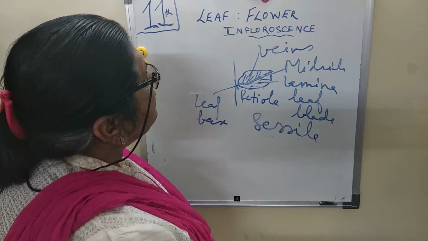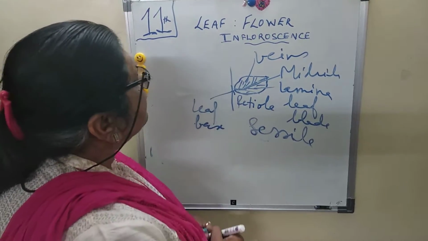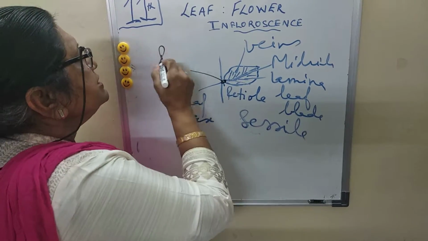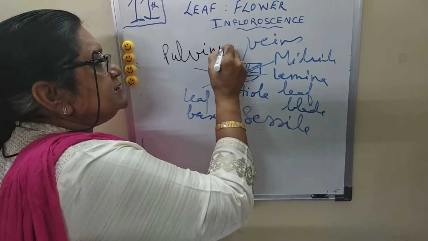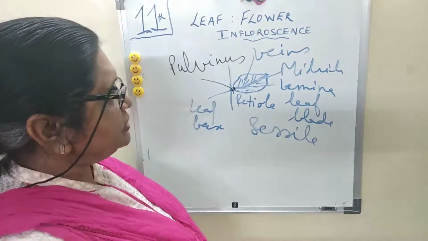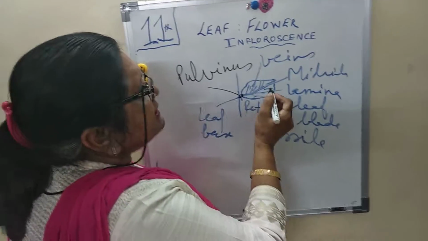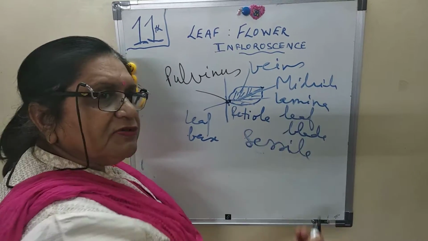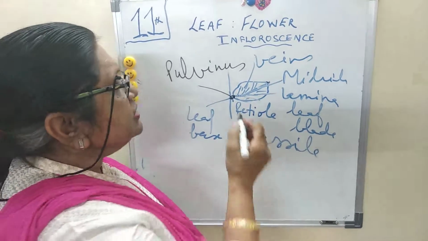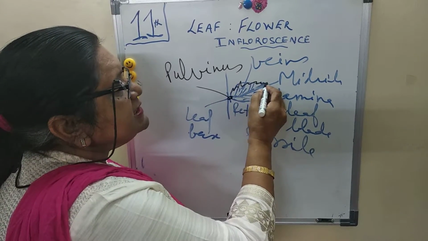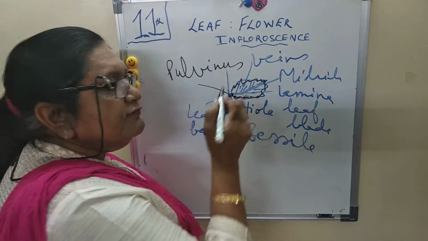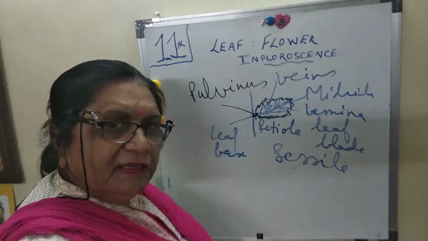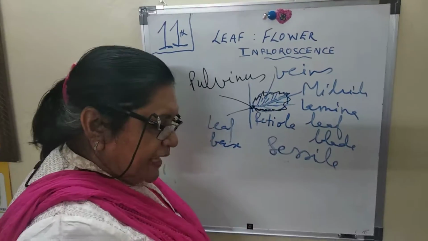Sometimes the leaf base is swollen. Then the condition is called pulvinous. Then the leaf lamina has an apex. The apex is of various shapes, pointed, round, and other structures. The margin of the leaf also varies. Sometimes spiny, smooth, round. So that again varies in different leaves in the angiosperms.